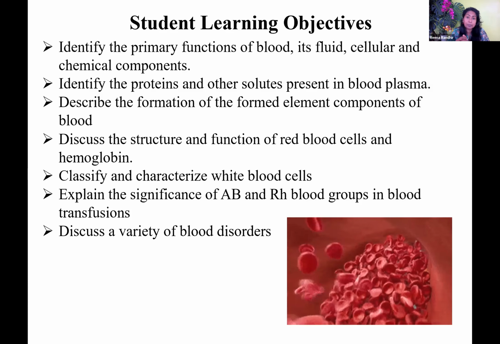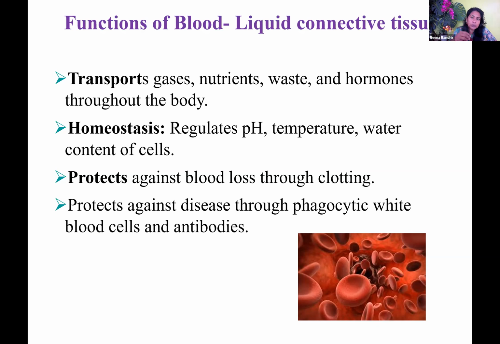First thing to remind ourselves is we studied in AP1, blood is classified as liquid connective tissue. It's strange to think of a liquid as tissue, but blood is. So it has a liquid matrix called plasma, and in the liquid, we have specialized cells that are floating in it.